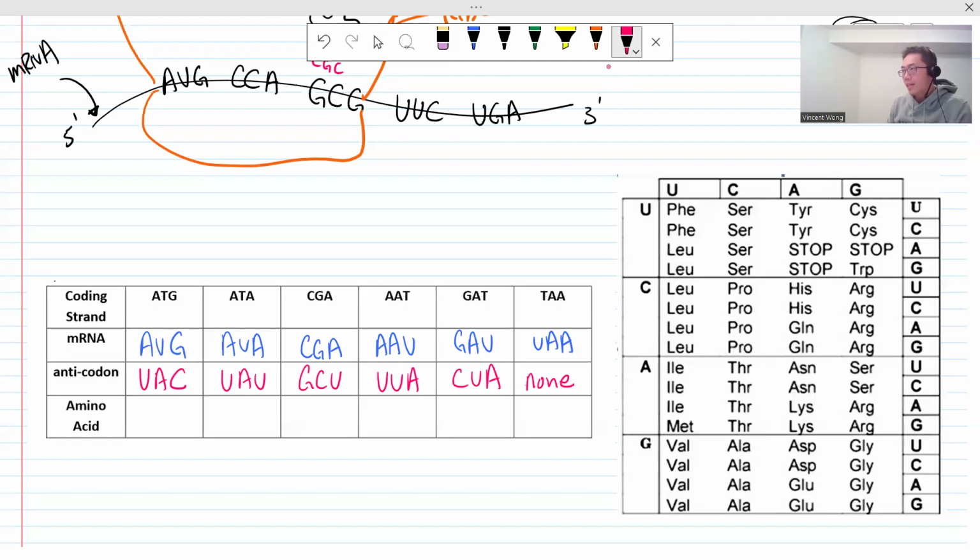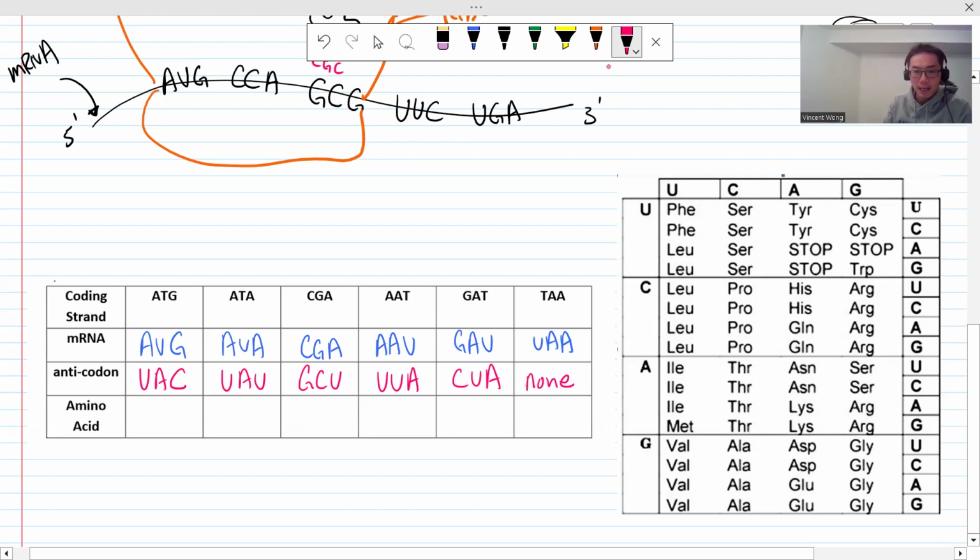Is this okay? Does anybody have any question about how I come up with the answer here? Okay, what about the amino acid? Do I look up the blue one or do I look up the red ones? The blue one, the codon, right? Always look up the codon. Never look up the anticodon.